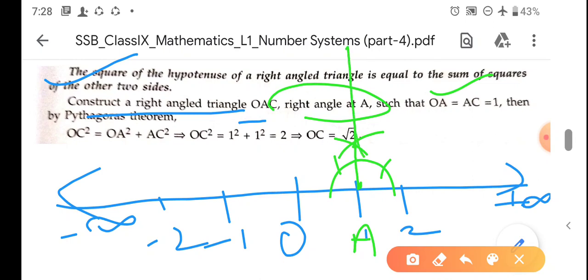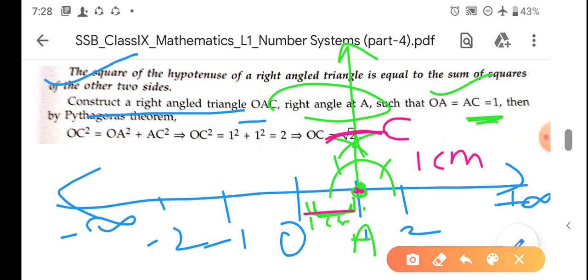Now AC will be cut at A at 1 centimeter. Put your compass at A and draw an arc at C, equal to 1 centimeter. This is 1 centimeter, this also 1 centimeter. So this is the hypotenuse, and this is root 2, because we have learned 1 square plus 1 square is 2.